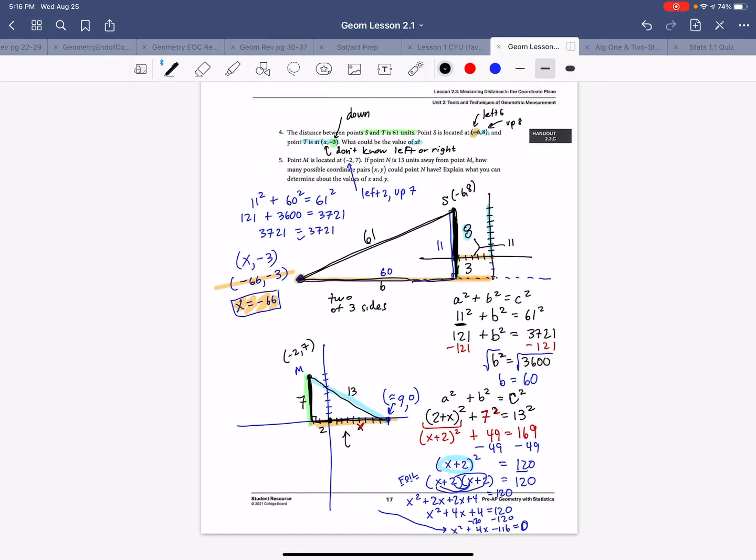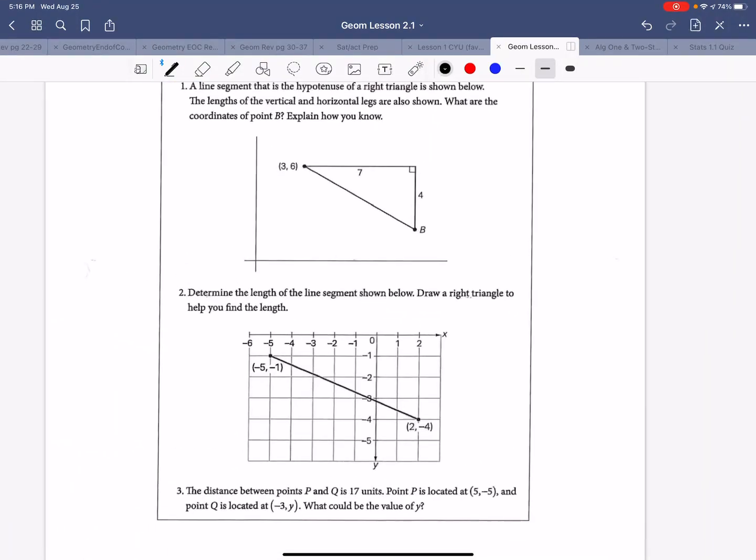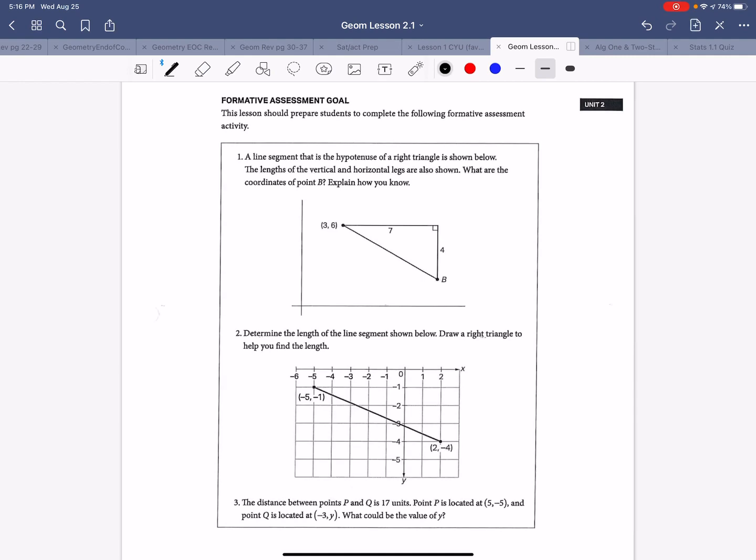Awesome. Okay. Nice work, guys. Now, we are going to do these two problems and we'll be done. So it says a line segment that is the hypotenuse of a right triangle is shown below. What are the coordinates of B?